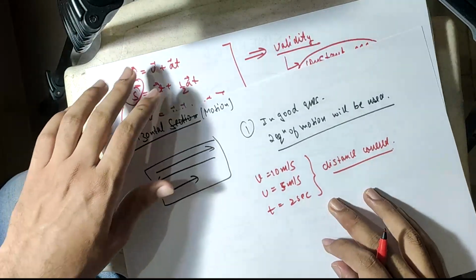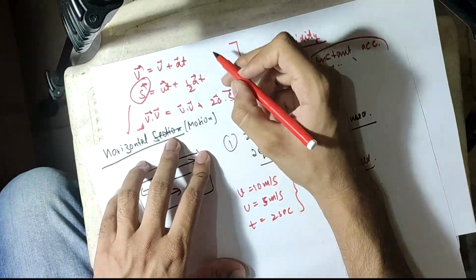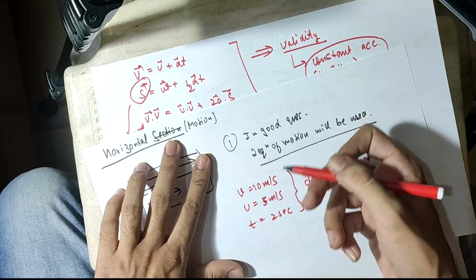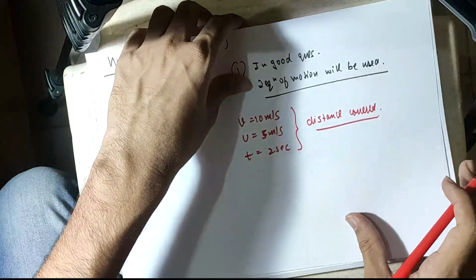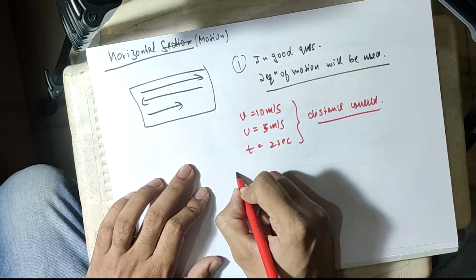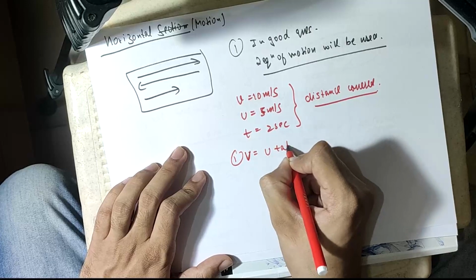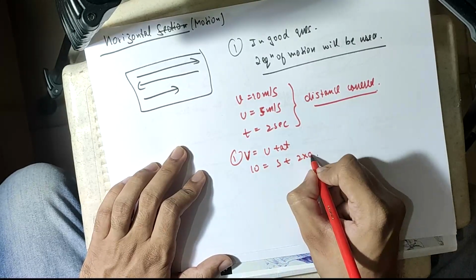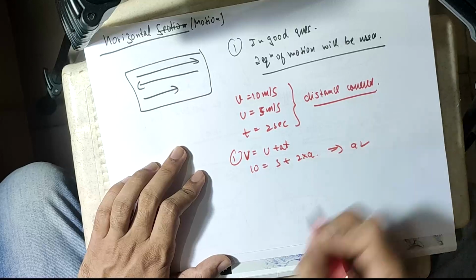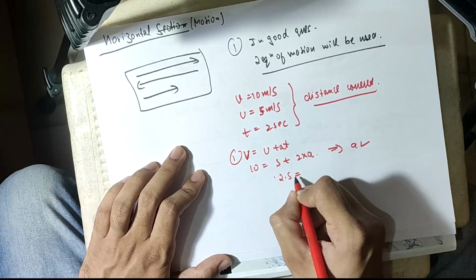How will you find it? Just see the three equations of motion. There is actually no single equation of motion which can give you the answer, so you have to use two equations of motion. First you will use V = U + AT. 10 = 5 + 2 into A. Obviously you can find A from here, that is 5 by 2, that is 2.5.